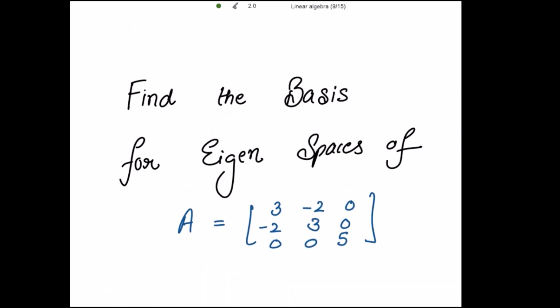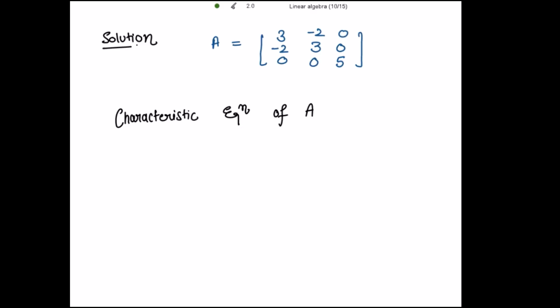Good morning. We need to find the basis for the eigenspaces of the matrix A. So for that we need to find first the eigenvalues. So this is the matrix A given to us, and the characteristic equation of A is the determinant of lambda I minus A equal to 0, where I is the 3 by 3 identity matrix.